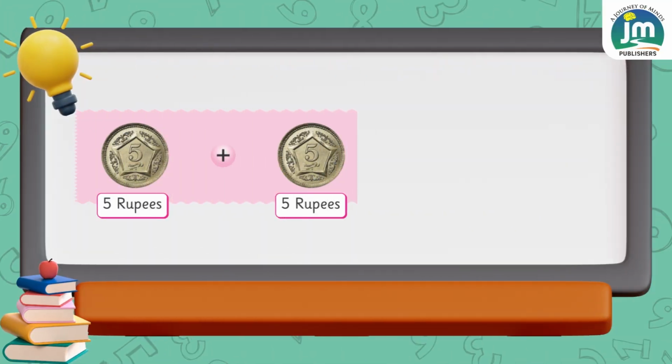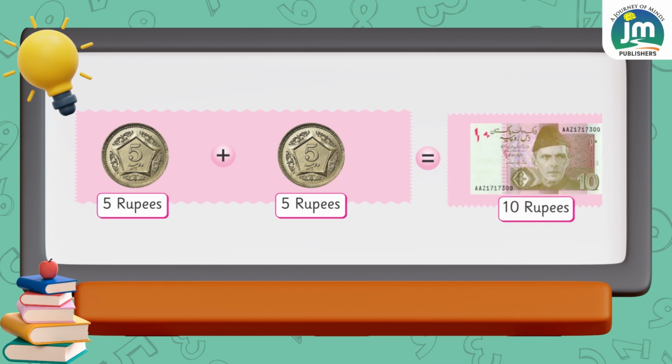Now look, we have 5 rupees and another 5 rupees. Let's add them. 5 plus 5 is equal 10 rupees. Say it with me. 5 plus 5 is equal 10 rupees.